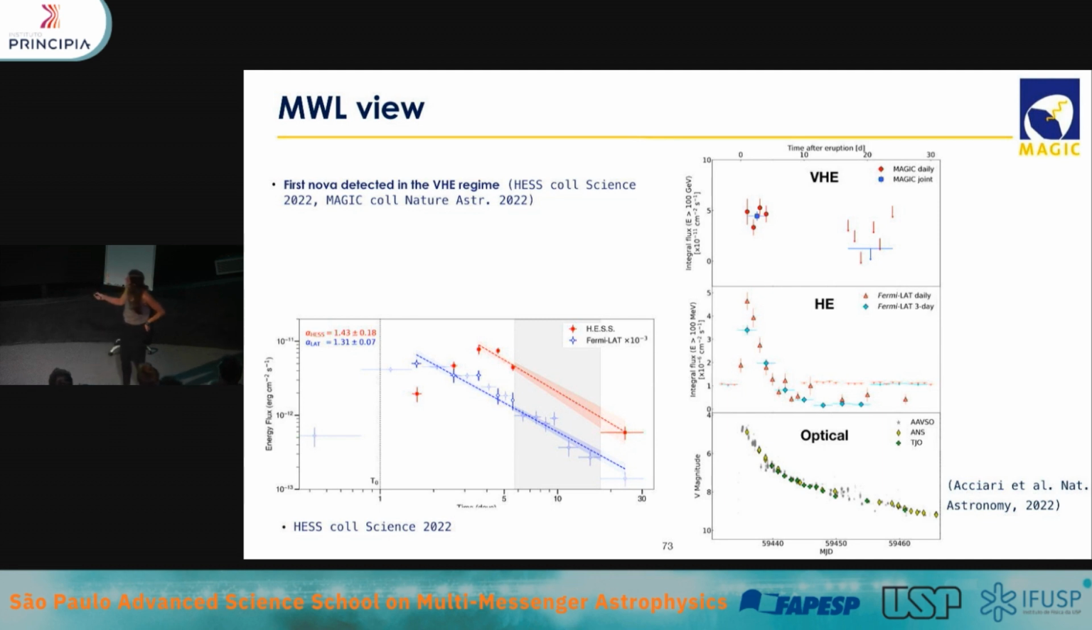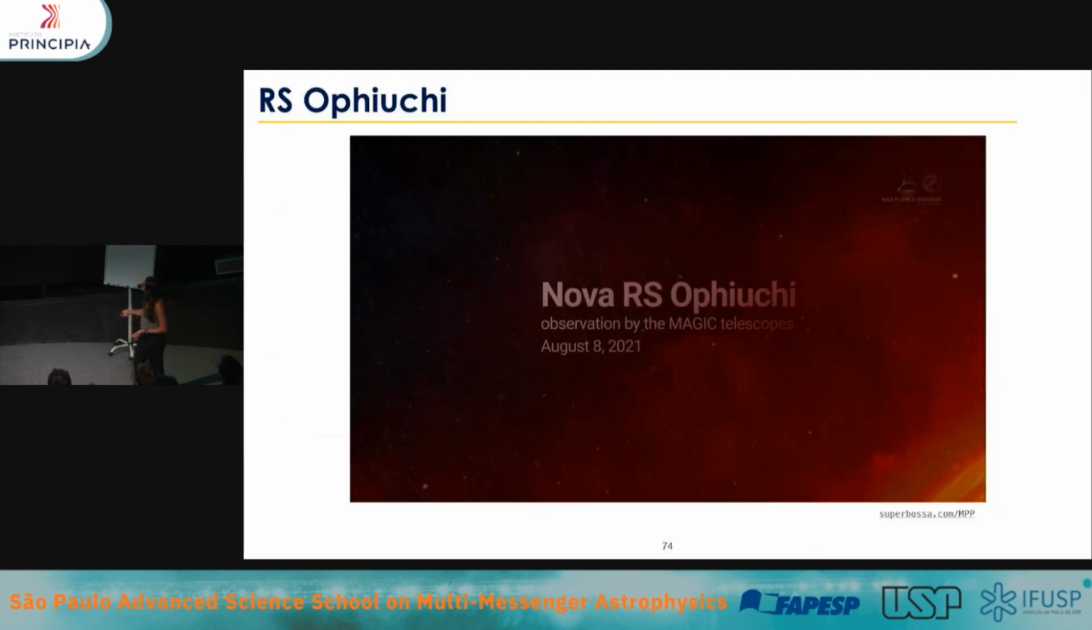You see here in red the HESS light curve, and here the Fermi-LAT light curve. And here you see the MAGIC light curve, daily, in red, Fermi-LAT, and some optical. You can see how you have this peak in the emission and then the decay that is seen at high energies and in optical. One difference between HESS and MAGIC is that HESS detected it at higher energies than MAGIC. MAGIC observed it and detected it at slightly lower energies. So novae are now established as a new type of very high energy emitter.